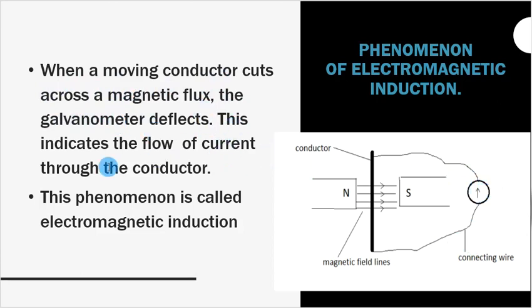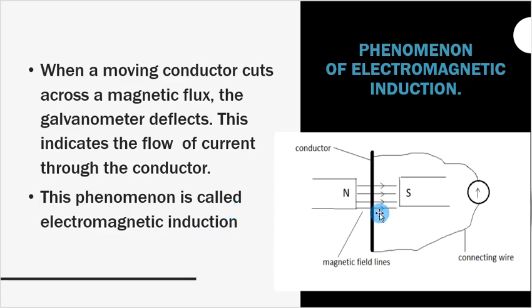The deflection of the pointer of the galvanometer indicates that there is current flowing in the conductor because of the movement that we are making. This phenomenon is what we call electromagnetic induction. But if we were asked to state what electromagnetic induction is, then we can say electromagnetic induction is the production of an EMF across a circuit because the circuit or the conductor cuts through a magnetic flux.